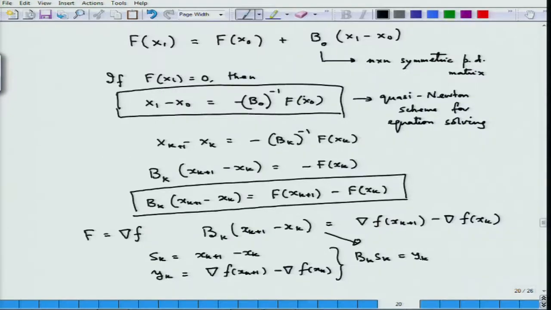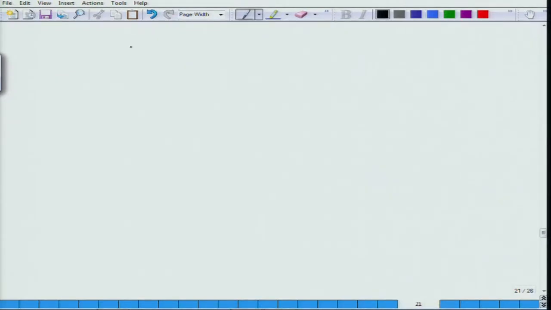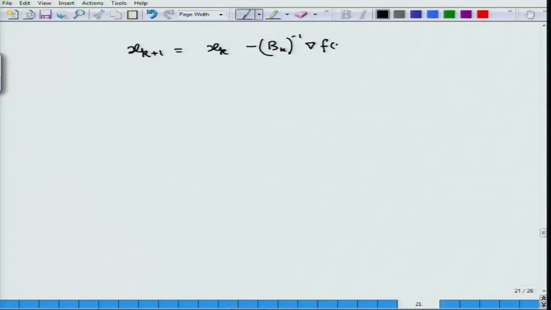equal to y k. Now, the quasi Newton iteration for the optimization problem can be written as follows. I am expecting to update from b 0 to b 1 in such a way that all the b k's would be positive definite, and so you will have an inverse. Sometimes we need not bother about even computing the inverse; we can take an approximation of the inverse itself. So this one is the quasi Newton scheme.